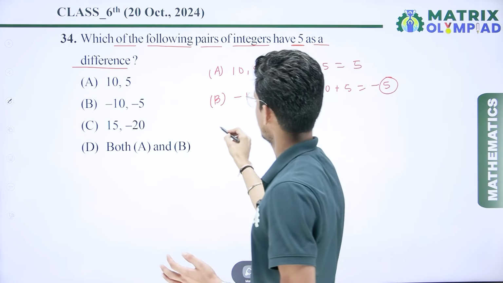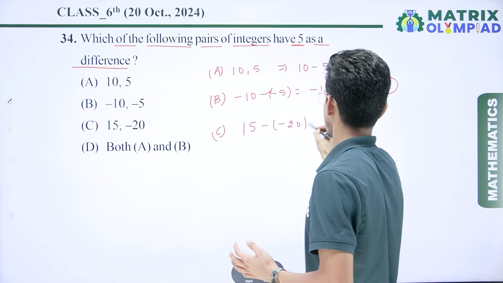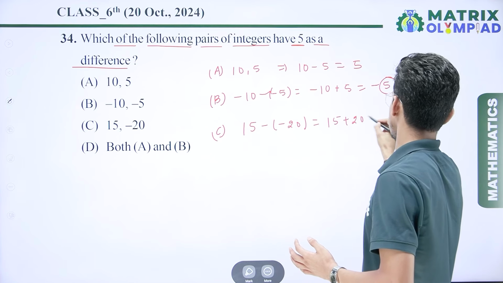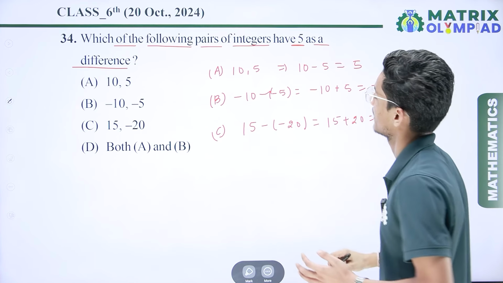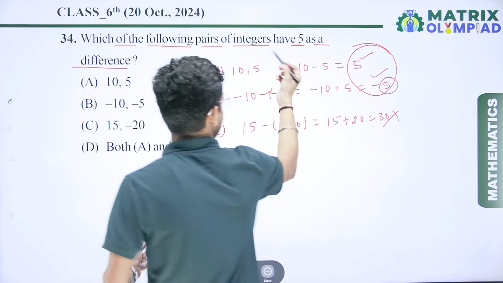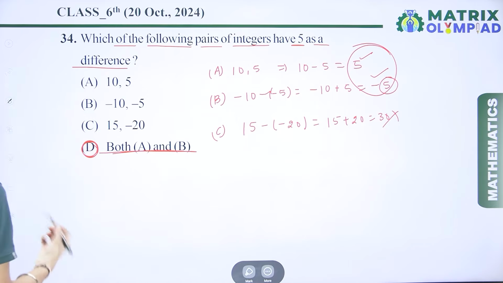If I talk about C, that is 15 minus minus 20. So the difference, that is minus minus plus. So 15 plus 20, that is 35. So this one is not possible. So here I can say that option number A and option number B, both are having the difference, that is 5. So here both A and B. So here option number D is the correct answer.